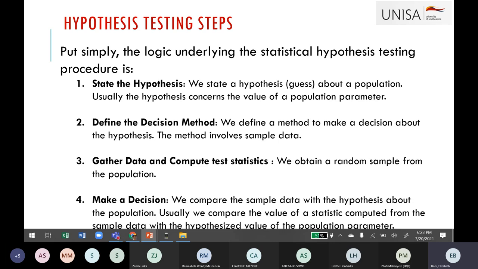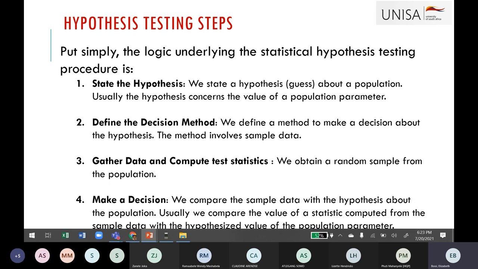So it means you need to take a calculator, substitute the values into the formula, do the calculations and calculate your test statistic. Once you have your test statistic, then you can find the p-value and make a decision, or you can find the critical value and make a decision. And that is the final step to make that decision.